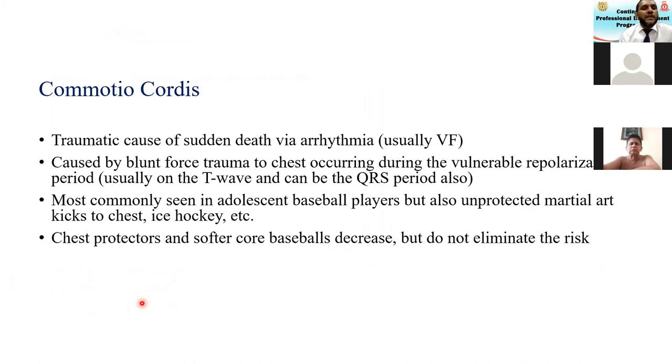And then I'm moving on to commotio cordis, which I mentioned earlier is one of the causes of sudden death in young athletes below 16. Commotio cordis is a traumatic sudden cause of death via arrhythmia, usually VF. It is believed that the blunt force of trauma to the chest occurs during the vulnerable period of repolarization. That is usually the T wave, and it can be the QRS also.